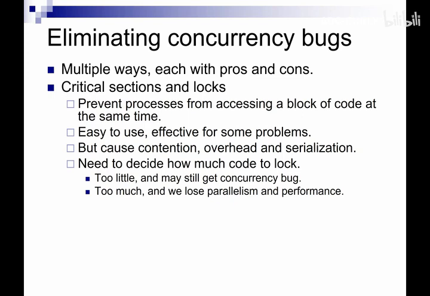So when you use these things, you need to decide how much stuff to put into a critical section or a lock. Because as I said, if you put too much, you're going to lose your parallelism and your code won't perform. But if you put too little, then maybe it's not enough, and you haven't sufficiently protected your code, and you haven't eliminated the concurrency bug. So it's kind of hard to judge how much you need to use them.